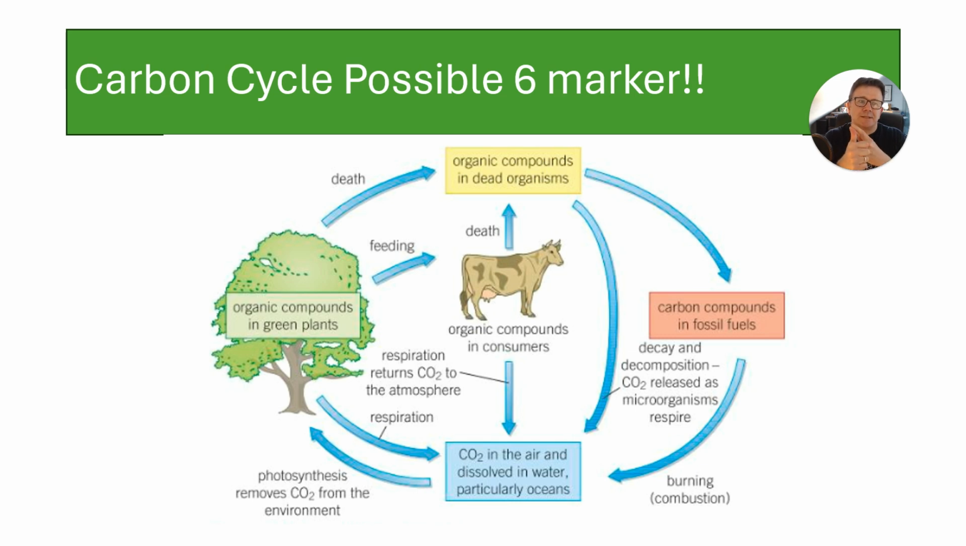So photosynthesis is going to remove carbon dioxide from the atmosphere. Respiration is going to release it into the atmosphere. When things die, they're going to be decayed and broken down by microbes that respire, so they release CO2. Some carbon compounds get buried and become fossil fuels, and the only way that carbon can be released from that is through burning and combustion. So those are the main processes that are going on.